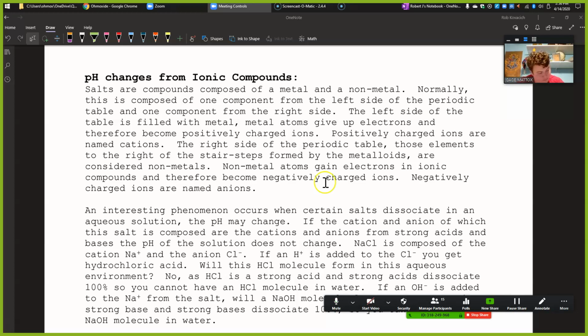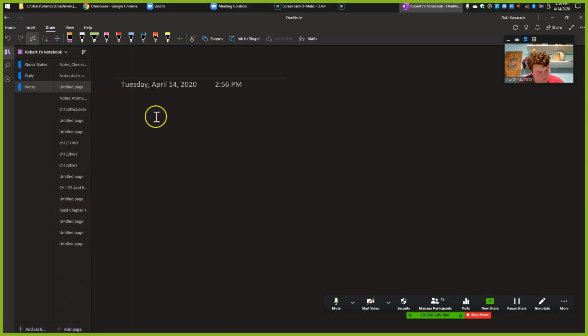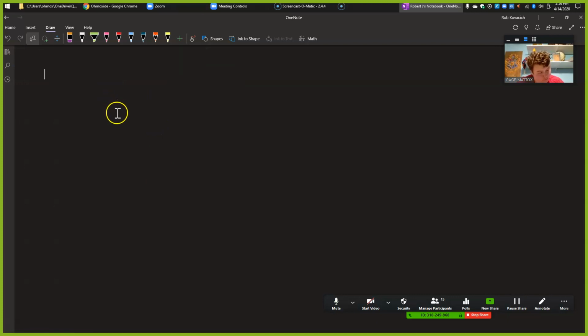Does anybody remember the reasoning why table salt can't change the pH? Is it because it didn't have the elements required to change the pH, or because it does break down all the way? Sorry, it makes more sense if I write it in there.